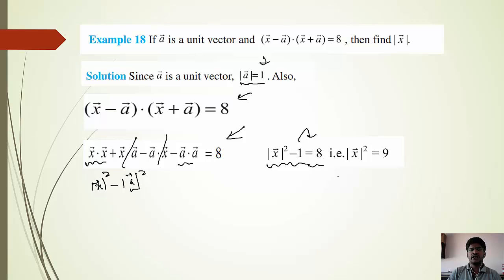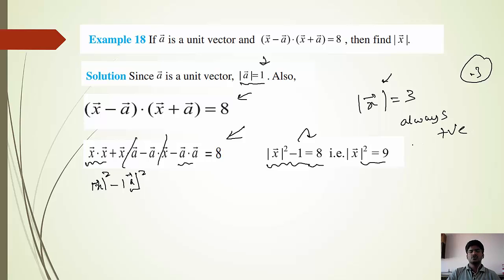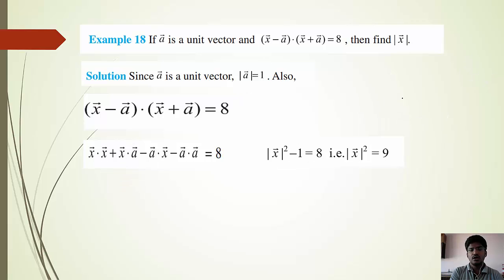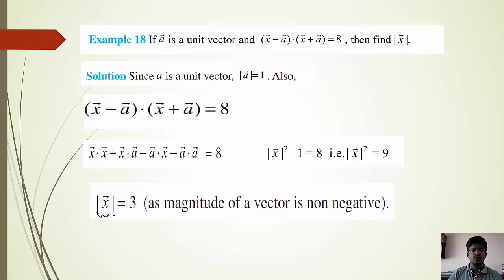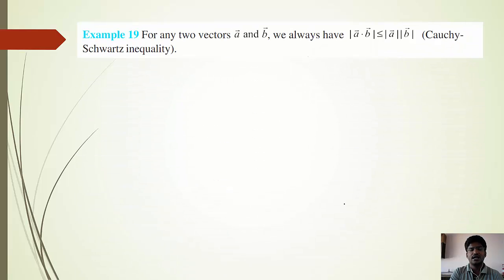So if I take minus 1 to this side, it will be 9. If I simplify this, mod of x is going to be equal to 3, not minus 3, because magnitude is always positive. So for that reason, mod of x is equal to 3. So magnitude of x is equal to 3, as magnitude of a vector is non-negative, as I already explained. Clear, students? So from this we have solved our example 18. Now let us go for example 19.